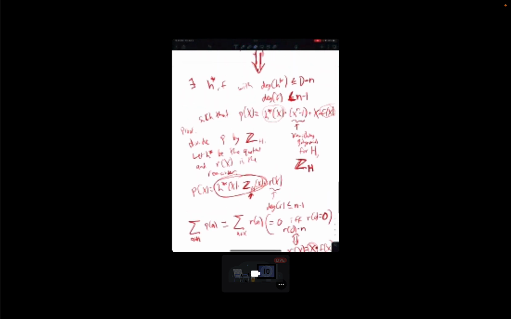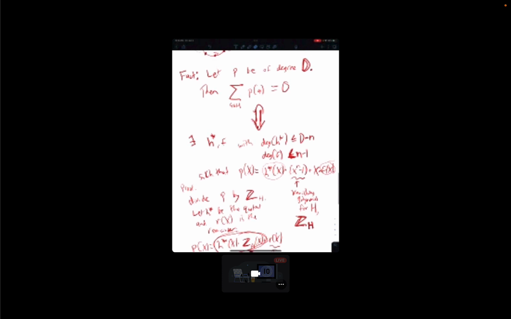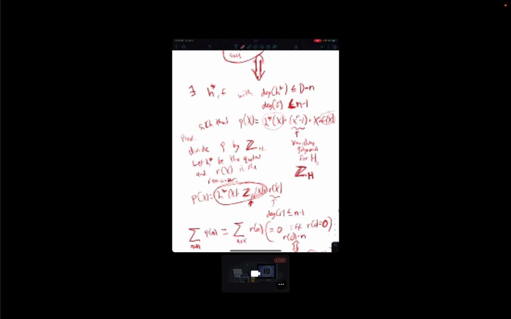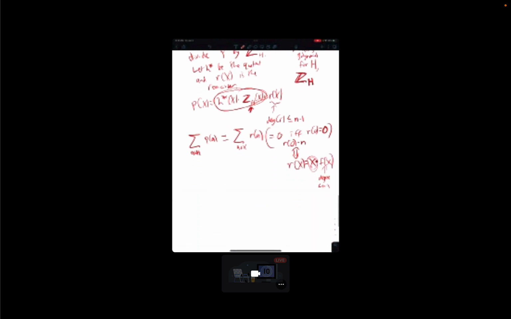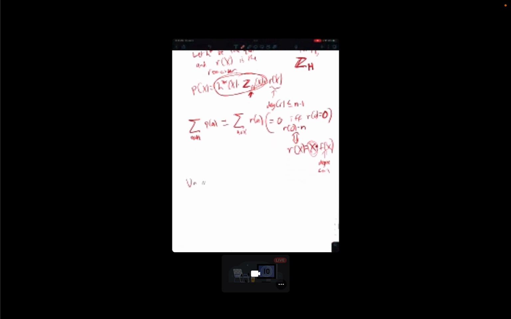Okay, so just to sum up, if the verifier in Marlin is interested in summing up all evaluations of some univariate polynomial over the nth roots of unity, that sum is 0 if and only if we can identify this H star and F so that we can express the polynomial being summed as H star times this vanishing polynomial plus X times f of X. And so that brings us to the univariate sum check protocol.